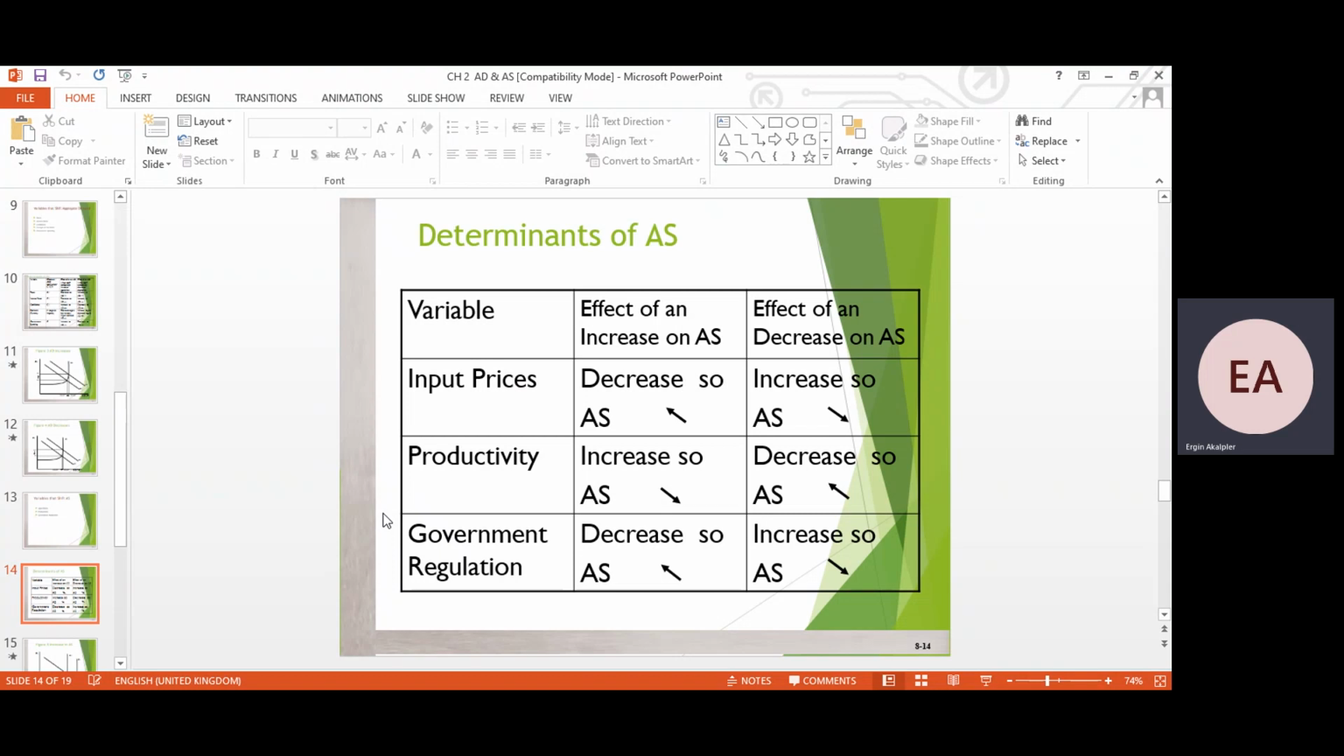Results of this are differences in the wages, differences in the prices, which I mentioned to you in the former slide. And the government regulations also, the tax and everything, higher minimum wages, cause some increase in the aggregate supply. If the taxes are reduced, the supply increases, or if they are increased, then this will cause some decrease.